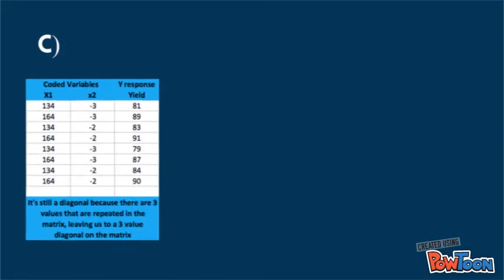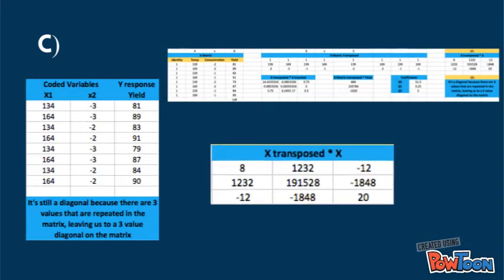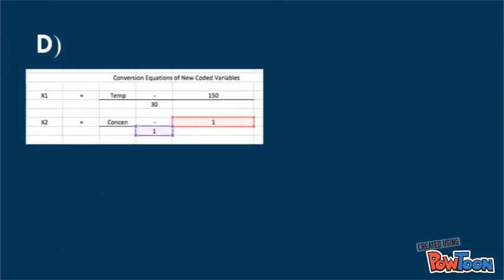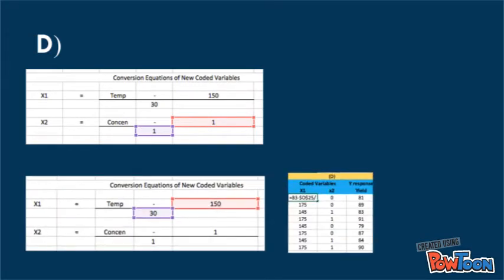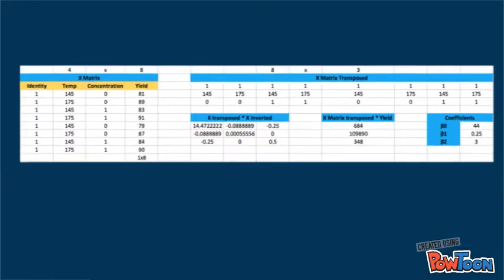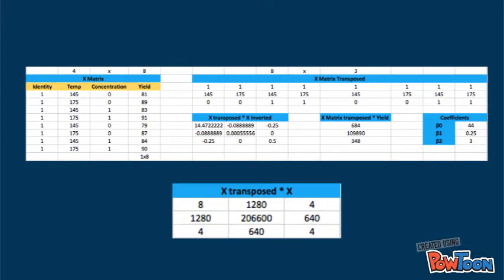Once we get the coded variables, we replace the data in the Excel and get the X transpose times X matrix. As we can see, it's a diagonal matrix as well. In item D, we do the same as in item C. We change the natural variables to coded with another formula. We replace the data again in the Excel to find once more that the data behaves as a diagonal matrix in the X transpose times X matrix.